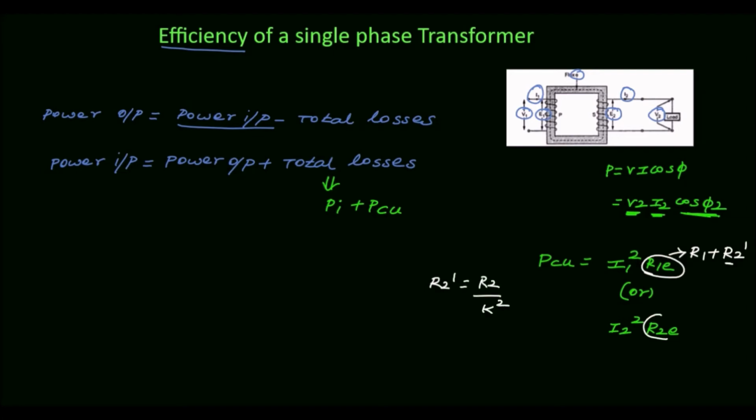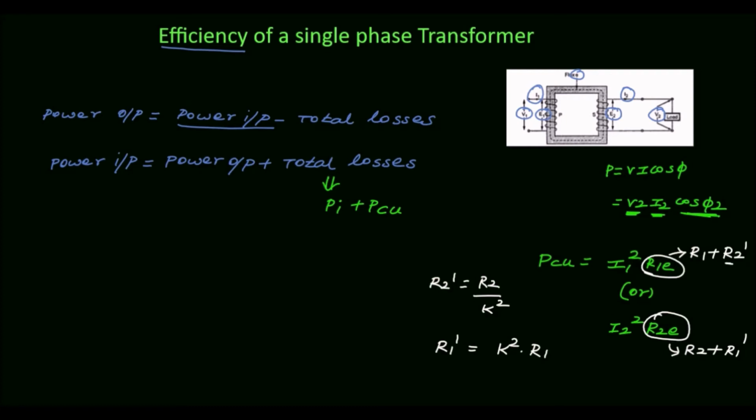R2E is the equivalent resistance referred to the secondary side, which is the sum of R2 plus R1 dash. R1 dash is the primary resistance referred to the secondary side, so R1 dash is equal to K squared into R1. In this, K is the transformation ratio, which is N2 by N1. So we can calculate copper loss either by using the I1 squared R1E formula or the I2 squared R2E formula.